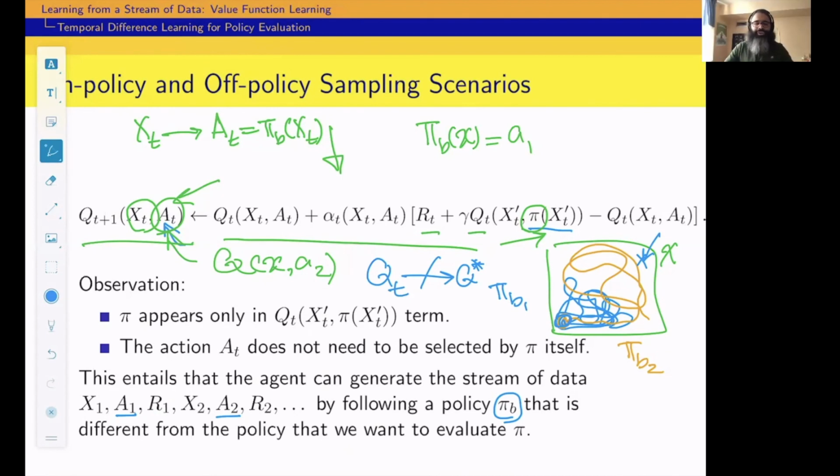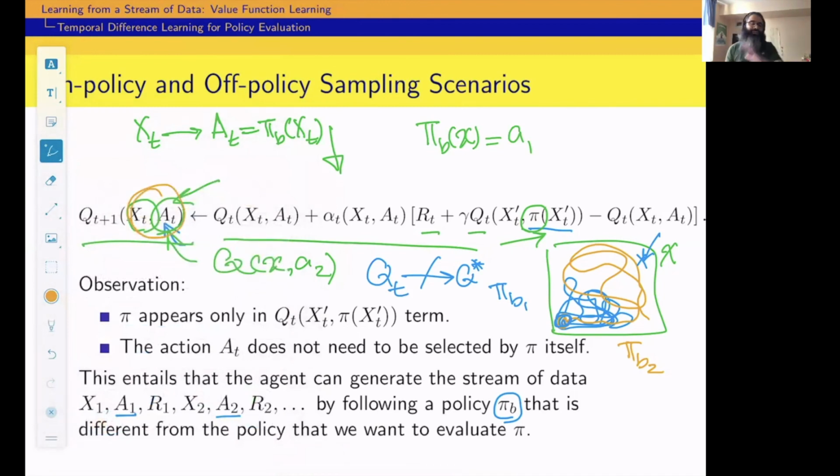Like, if you have a Q representation for it, like what I have on this slide, if your behavior policy goes everywhere, the behavior policy essentially only affects the first part of it, like XT, AT.